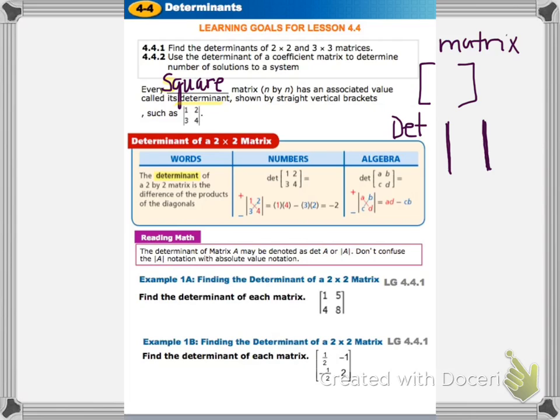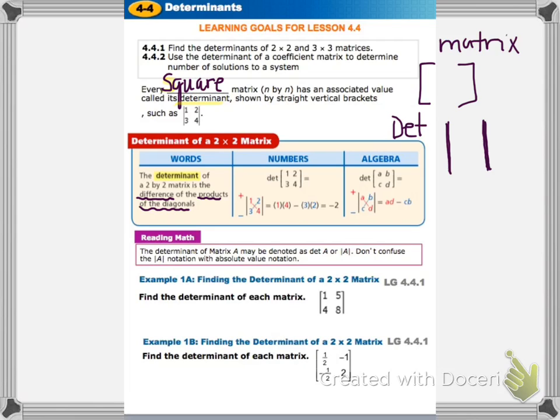Now, the determinant for a 2 by 2 matrix is the difference of the products of the diagonals. It's the difference, meaning we're subtracting. We talked in the last lesson about the main diagonal, so it will be the difference between the product of the main diagonal and the other diagonal. An example of that is shown here in the orange box.